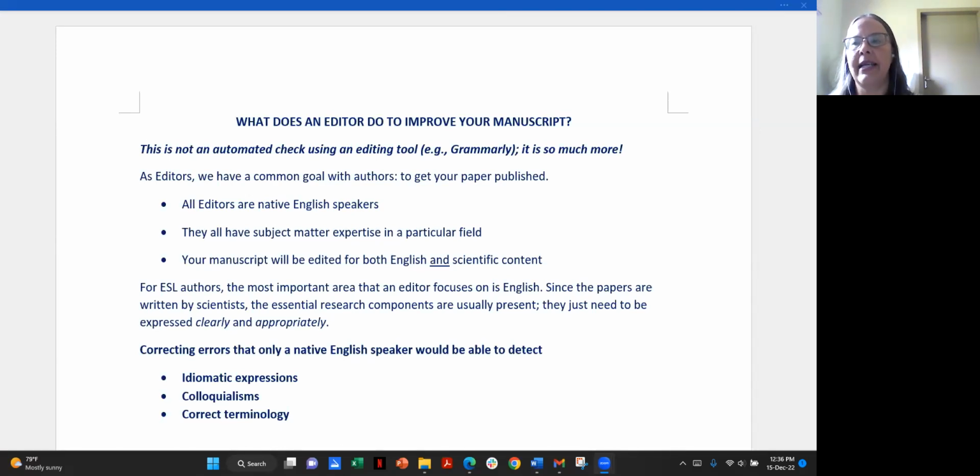So it doesn't help to have somebody who doesn't have that field of expertise in science to look at your paper. And at the same time, it doesn't help if the editor is not a native English speaker, because only native English speakers will be able to check things like idiomatic expressions, colloquialisms, and whether you're using the correct terminology.